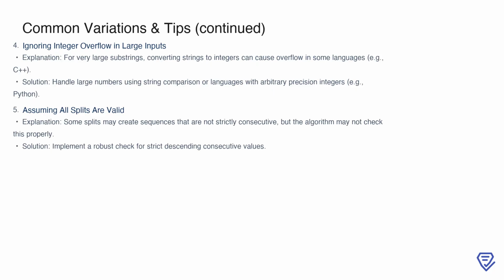Additionally, don't assume that all splits are valid. For example, some splits might not form strictly consecutive descending sequences, and failing to enforce this rule could lead to incorrect results. To ensure correctness, it's essential to implement a robust validation step that confirms each split adheres to the descending consecutive condition. These checks are critical to maintaining the accuracy of your solution, especially for edge cases or complex inputs.